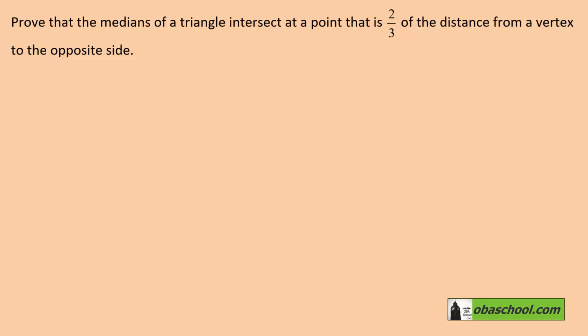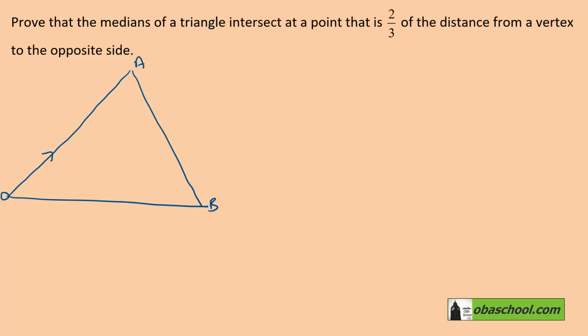Prove that the medians of a triangle intersect at a point that is 2/3 of the distance from a vertex to the opposite side. So let's draw a triangle to start with. Call this point O. Let's have this as A and this as B.